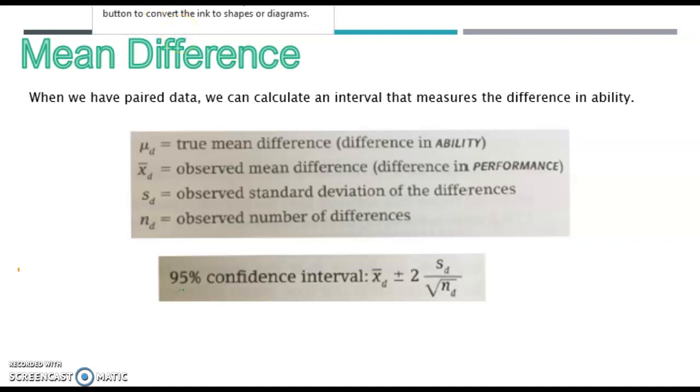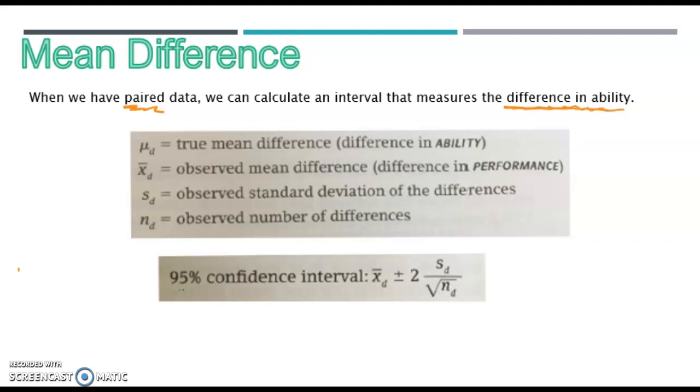Paired data means you have exactly the same amount of data for whatever criteria you're talking about. So you should see two different numbers for each criteria you're talking about. So we can calculate an interval that measures the difference in ability. That's what we're going for right here, some difference in ability.